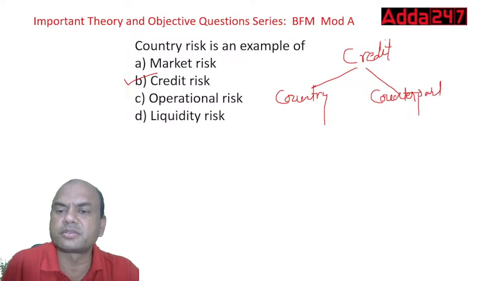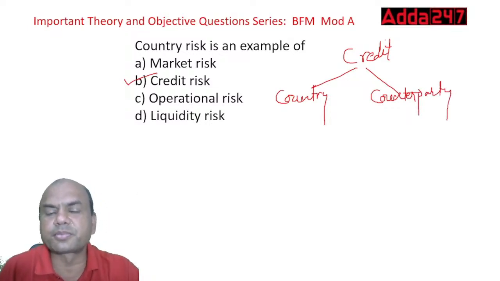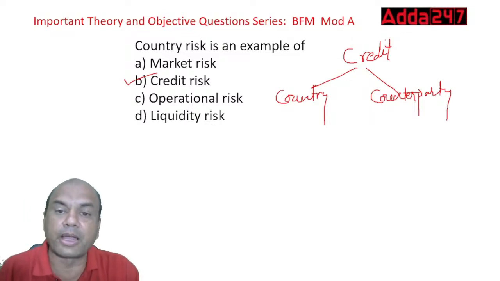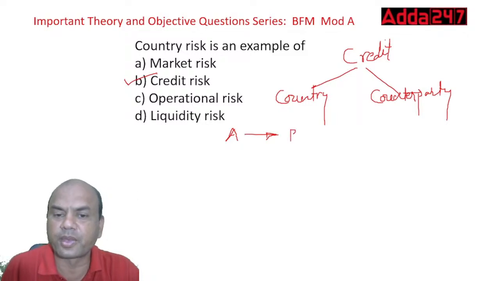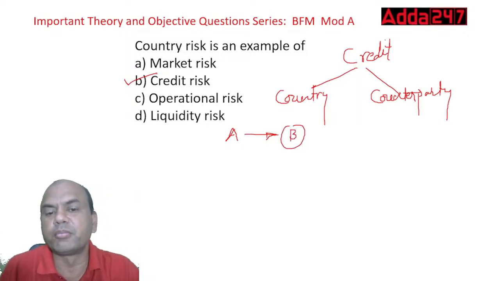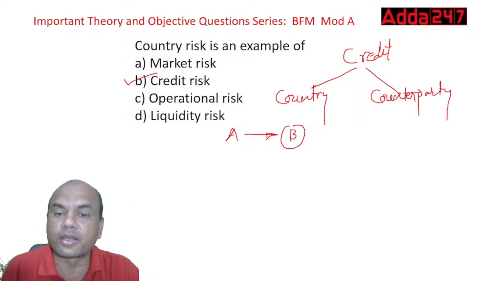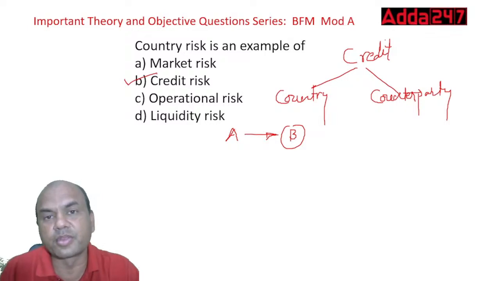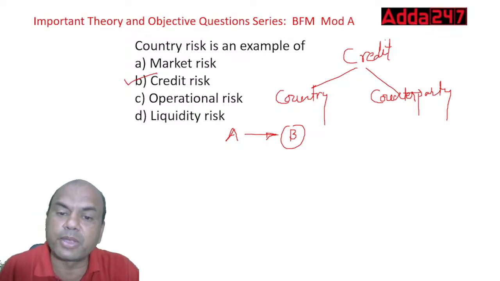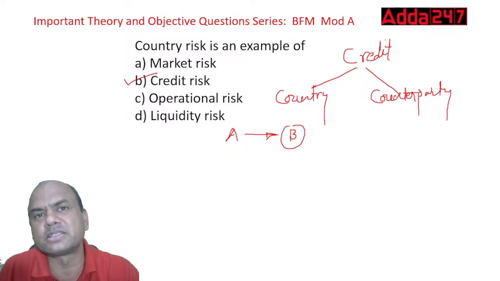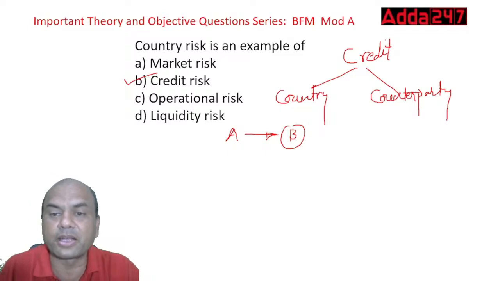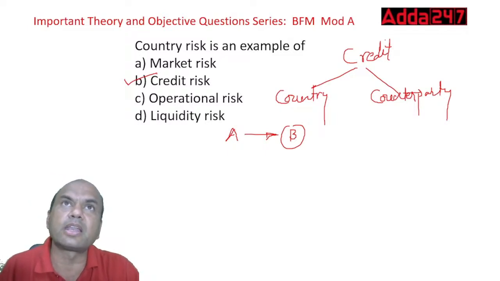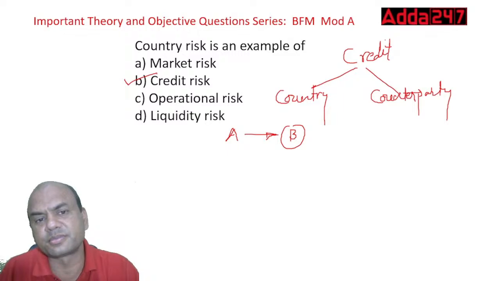Okay, what do you mean by this? Credit risk, country risk means what? Your party is good, means A is selling to B. Let's say A is selling the goods to B. Okay, so B is good, but the country in which B is living is bad. Afghanistan, North Korea. So B is good. But the second part is counterparty. Your B is bad. Country is good. USA, somebody staying in USA, somebody staying in Europe. Countries are good, but the party is bad. So that is counterparty. So country risk is an example of what? Credit risk, isn't it?